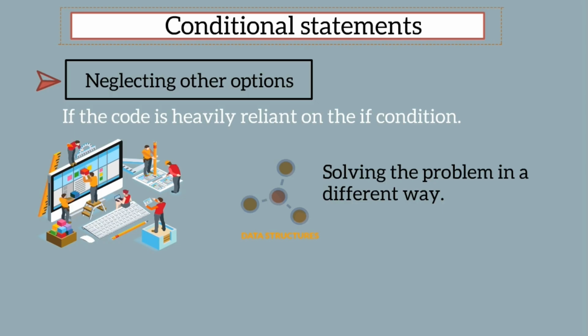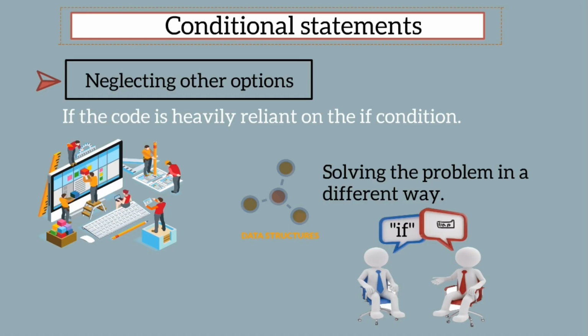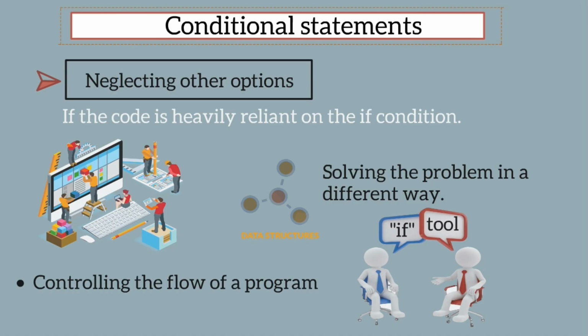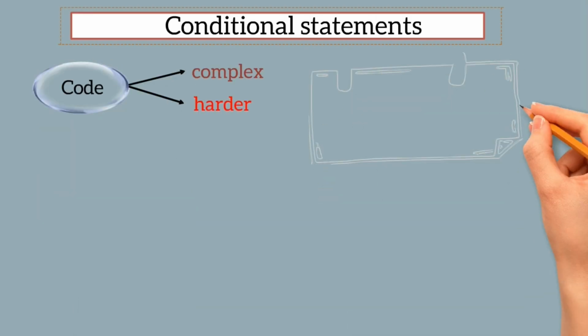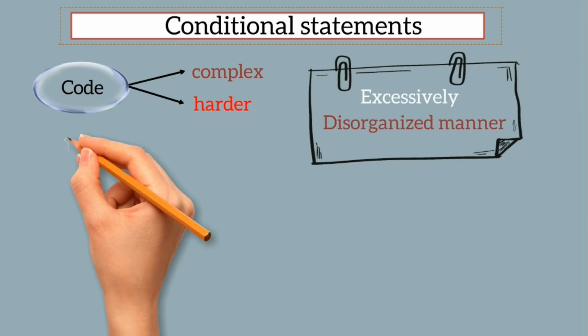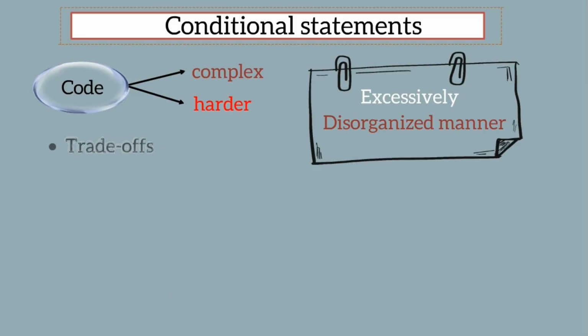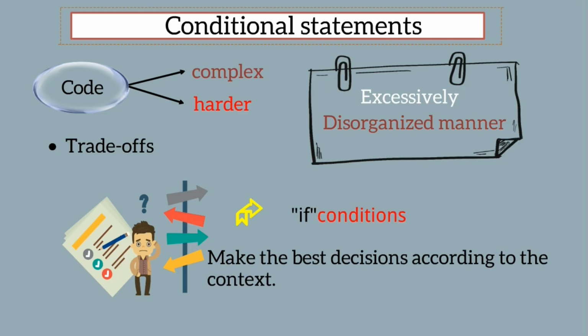It is important to keep in mind that while if conditions are a powerful tool for controlling the flow of a program, they can also make the code more complex and harder to maintain if used excessively or in a disorganized manner. It is important to be mindful of the trade-offs when deciding to use if conditions and make the best decision according to the context. That is why I included both advantages and its limitations.